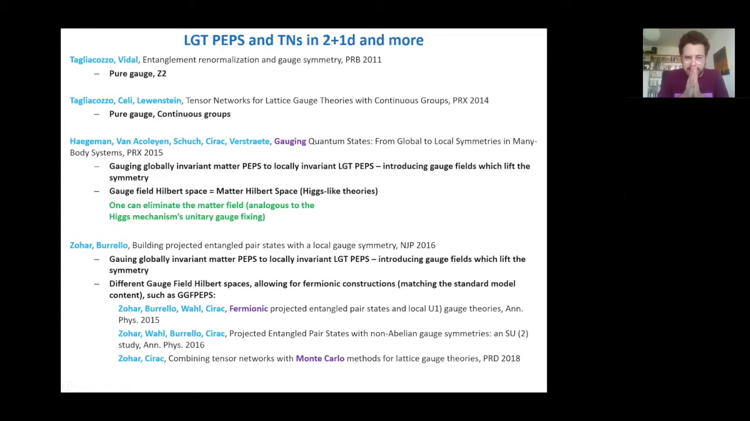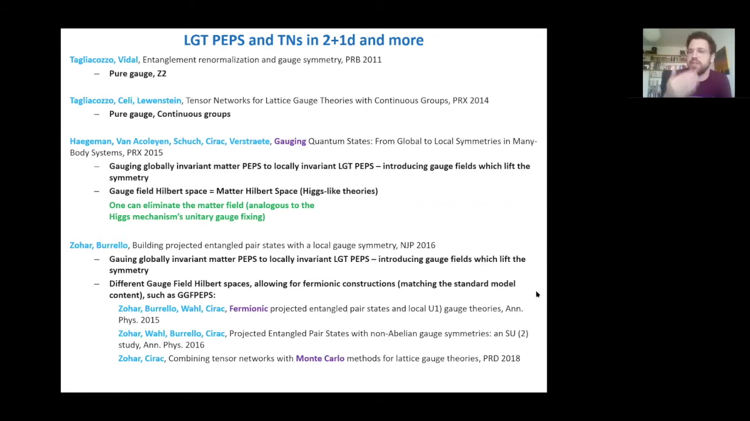In this former gauging procedure, the one that I called Higgs-like, they found some very nice feature, which is that one can eliminate, with the use of some local controlled operations, the matter field and remain with the PEPs that describes exactly the same physics, but only with gauge field degrees of freedom that are no longer gauge invariant. And this, in some sense, is exactly equivalent to the transformation which is done normally in the Higgs mechanism after you perform the quasi-classical treatment and you get rid of the Goldstone modes.